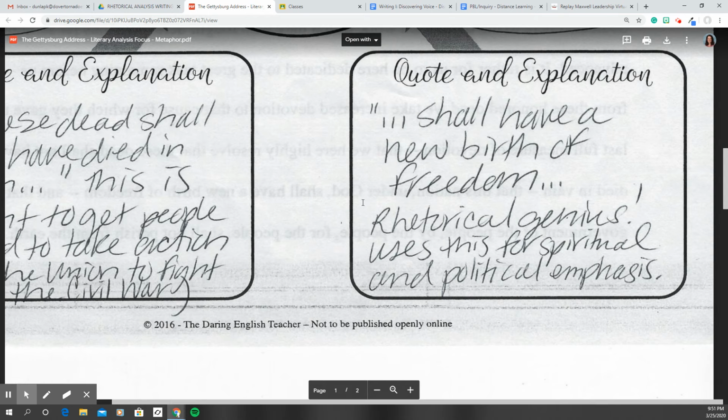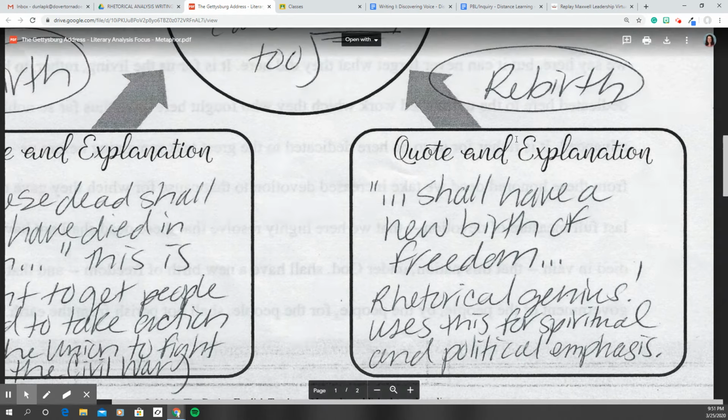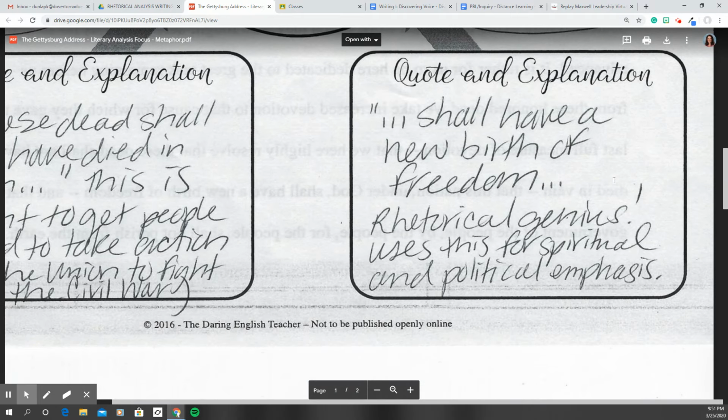Okay, and last example is the second part of that quote, shall have a new birth of freedom. So again, this ties into that birth, rebirth metaphor. And Lincoln was a rhetorical genius. I mean, the devices that he uses in this speech are so powerful. And remember, he spoke 2.5 minutes, and that was more powerful than Everett Edwards's 2.5 hour oration to his audience.